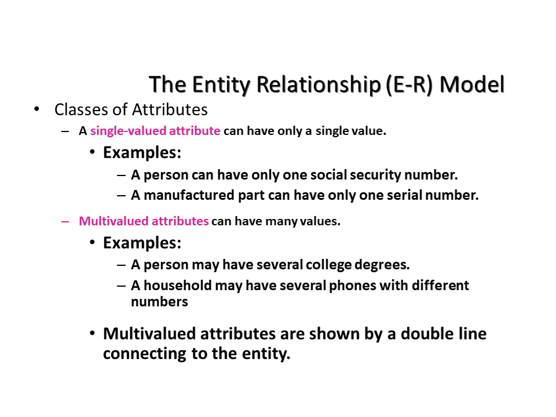And nowadays, if you see, every person has a phone with two SIM cards. So two numbers are there. Multi-valued attributes are shown by a double line connecting to the entity.